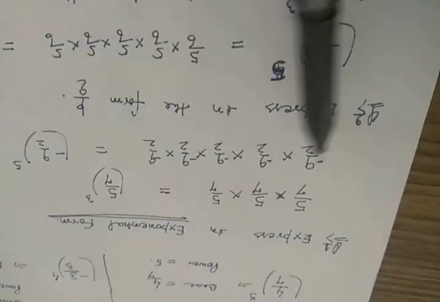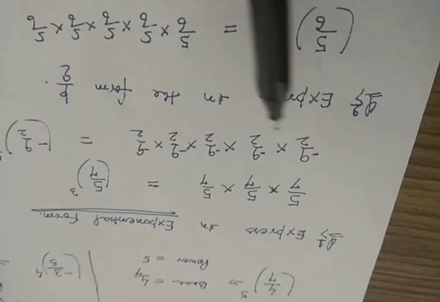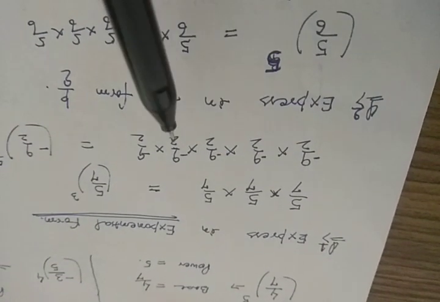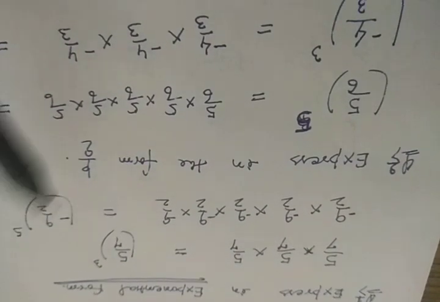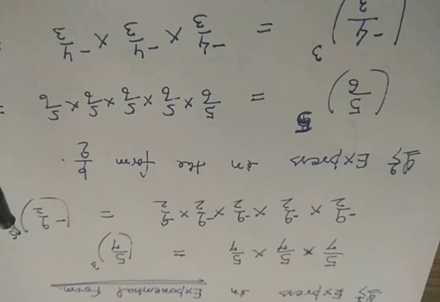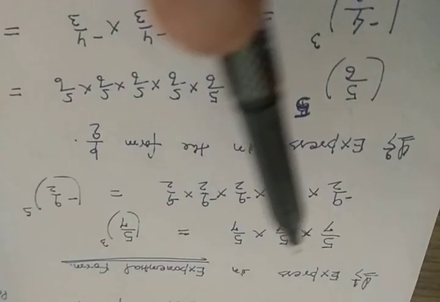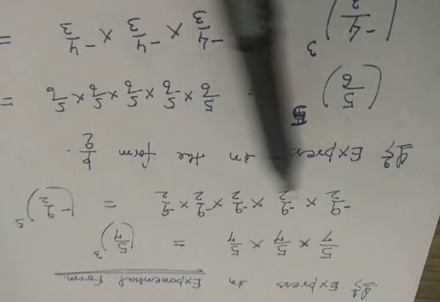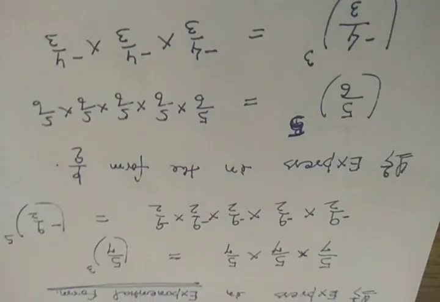Let's see the next question. Minus 9 by 2, minus 9 by 2. How many times? 1, 2, 3, 4, 5. So it should be minus 9 by 2 to the power 5. I think you are quite able now. Whatever the question is, you can write in this exponential form. Just try. Just see.